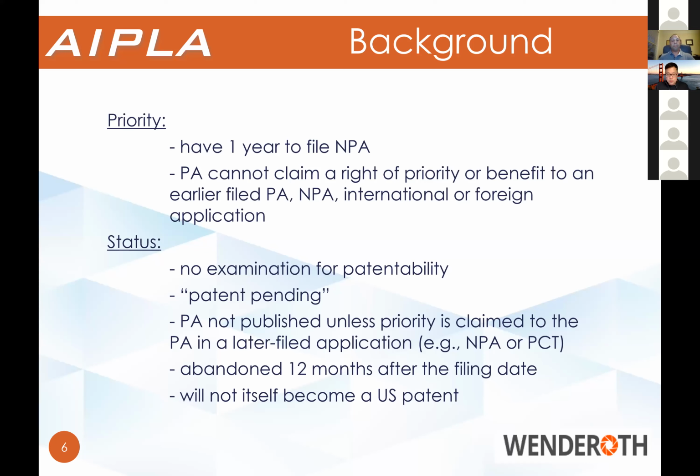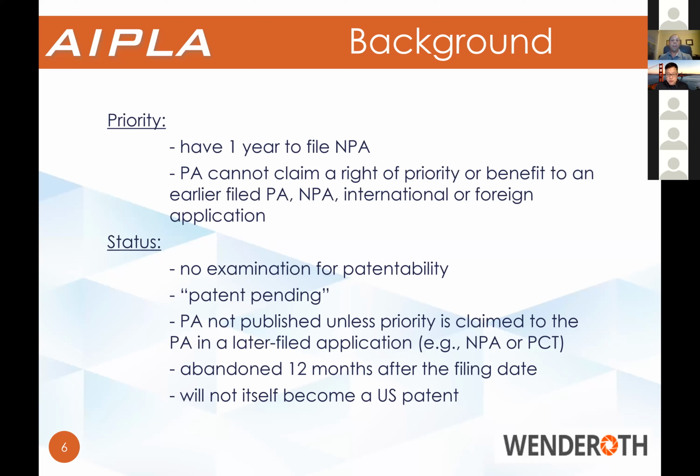Now, another very unique part of a provisional application is that it's not published. So the application itself will never be published, with one caveat though. If a non-provisional application is later filed, or a PCT that claims priority to that provisional application, then that provisional becomes part of the record of the non-provisional and will be published later.